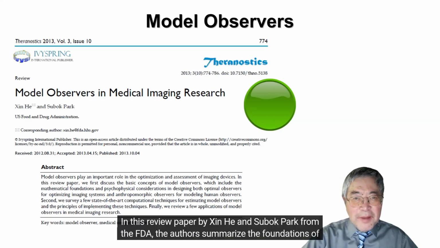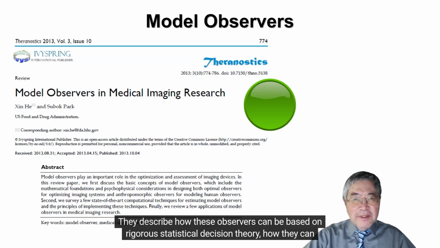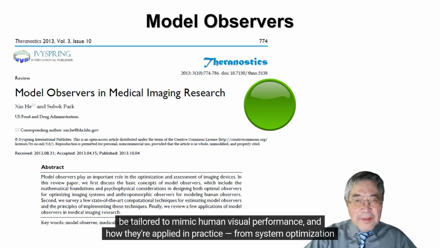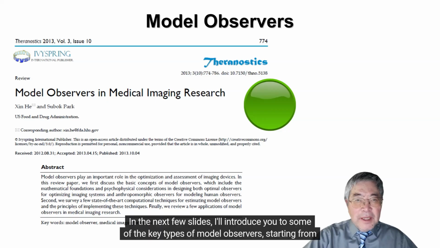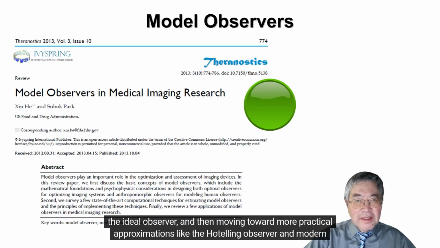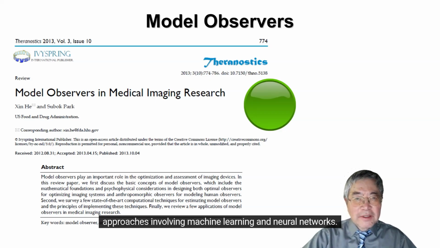In this review paper by Xin He and Subok Park from the FDA, the authors summarize the foundations of model observers in medical imaging research. They describe how these observers can be based on rigorous statistical decision theory, how they can be tailored to mimic human visual performance, and how they're applied in practice, from system optimization to regulatory science. In the next few slides, I'll introduce you to some of the key types of model observers, starting from the ideal observer, and then moving toward more practical approximations like the Hotelling observer and modern approaches involving machine learning and neural networks.